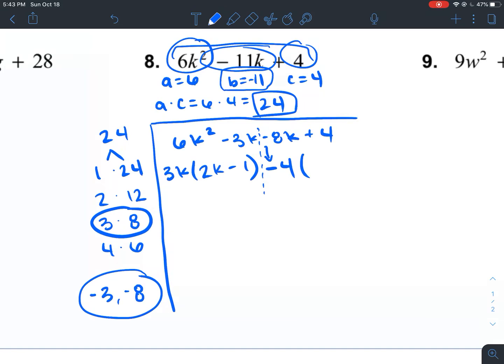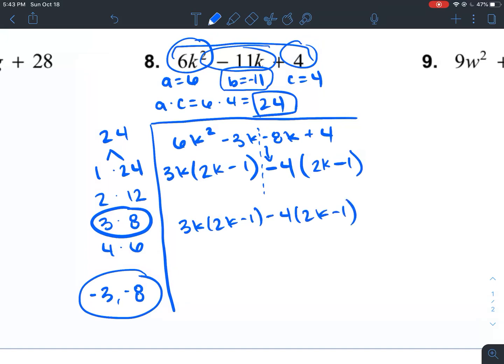Now, what do we have left? Well, 8k divided by 4 would be 2k. But remember that we took out the negative, so now this sign right here is going to be negative. We're going to flip that sign in the middle. So now this is going to be minus, and then this term, 4 divided by our greatest common factor, 4, would be 1.